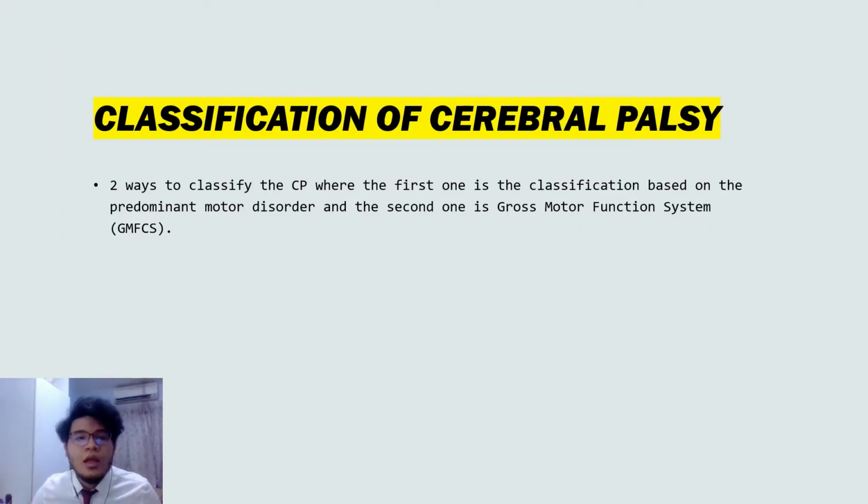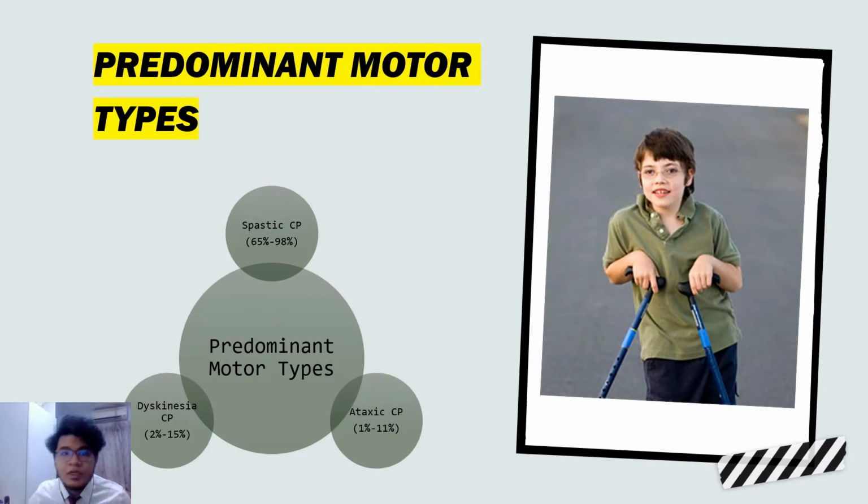All right. And then to classify cerebral palsy, there are two ways. Firstly is the classification based on the predominant motor disorder, and the second one is by the Gross Motor Function Classification System, or GMFCS, like what I said earlier, GMFCS level 4 and 5. Right, so let's move on to the first one, the predominant motor types. Alright, so there are three predominant motor types, which are spastic, ataxic, and dyskinesia.